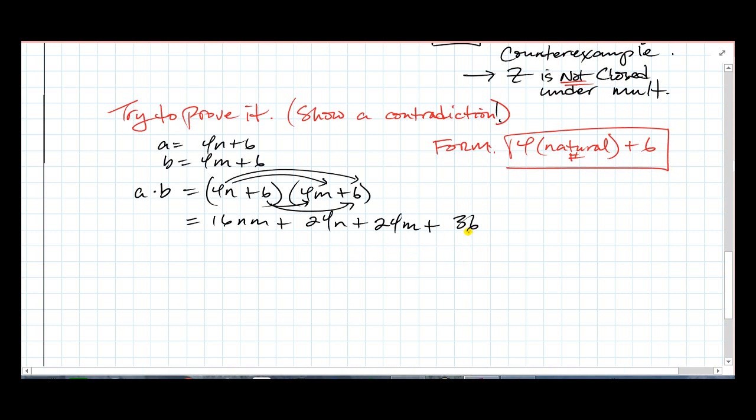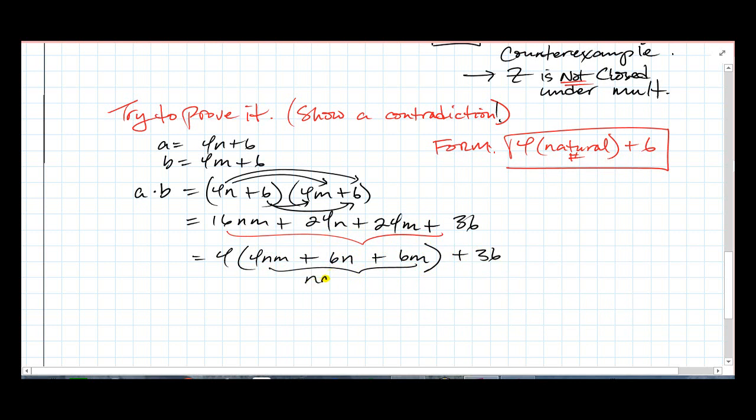And already I have a problem here because I got a plus 36 and not a plus 6. That's a problem. But I'm going to try to get this portion right here as 4 times the natural. That's going to be easy. I'm going to factor out the 4. 4 times 4nm is 16nm. 4 times 6n is 24n. Excuse me. And then 4 times 6m is 24m. And then I've got this 36 hanging around. So this right here, this is natural. So what I just showed is that this is in the form of 4 times the natural, all right, plus 36.